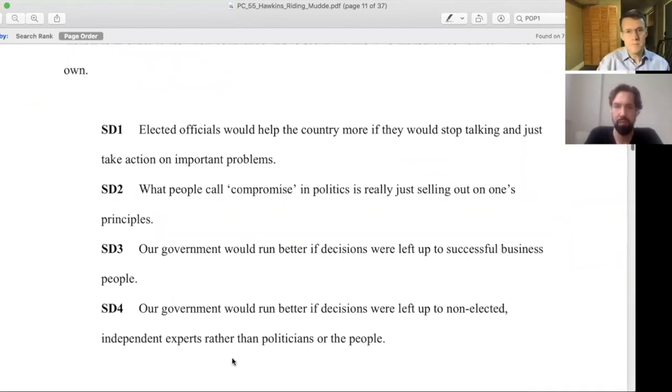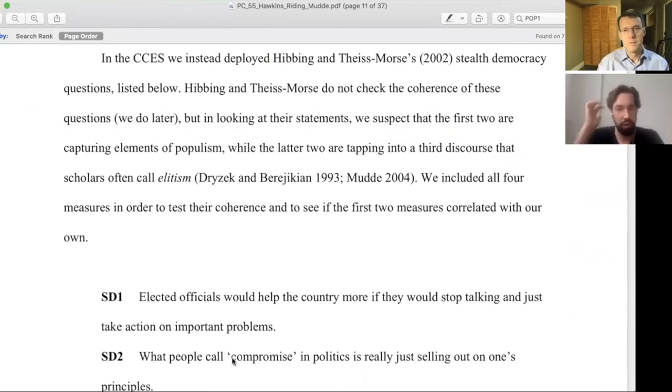Is there a particular, can you say a little bit more about the relationship between pluralism and populism, and maybe get at the exact reason why it was so important for you to include these pluralism items?